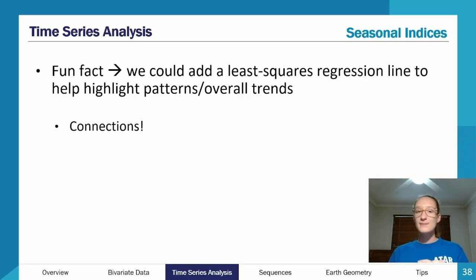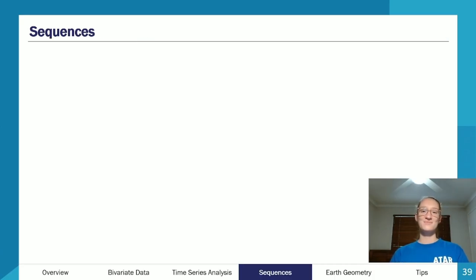So I know I haven't spent too much time on that. We haven't gone in depth on how we calculate seasonal indices, but I'd encourage you to do some practice questions and find some helpful videos and resources if you want to do some extra study on that. And another little connection: if we did want to add a least squares regression line, like a trend line, to a time series plot, we definitely could do that to help highlight those overall patterns and trends. So again, just making more of those connections.